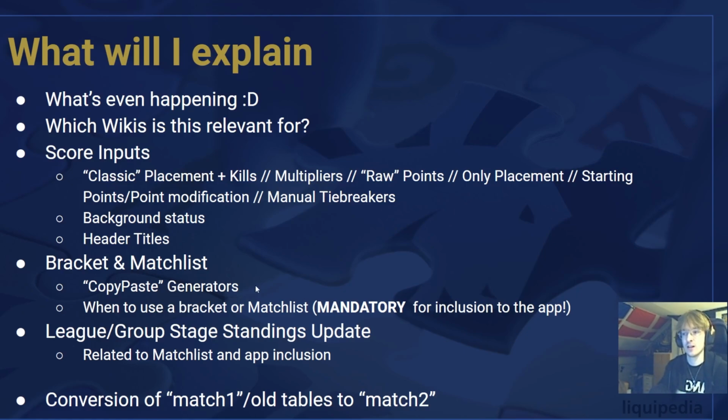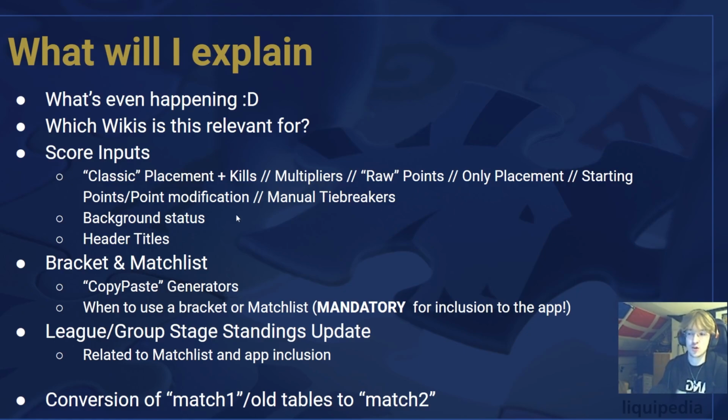How do we deal with scoring inputs? Basically, how do you now fill in the scores? I've listed a bunch of different formats here. Basically the classical way, placement and kills. But also formats that might use multipliers, how to deal with it if you only know the points per game, or if you only know the placement of a game. There are some differences here, which I'll go over.